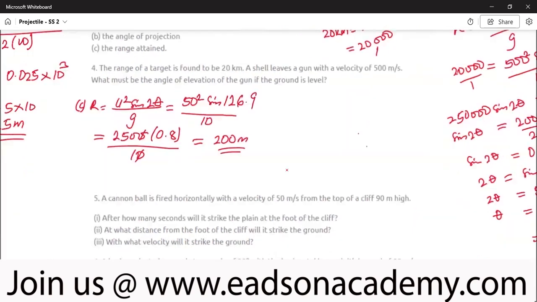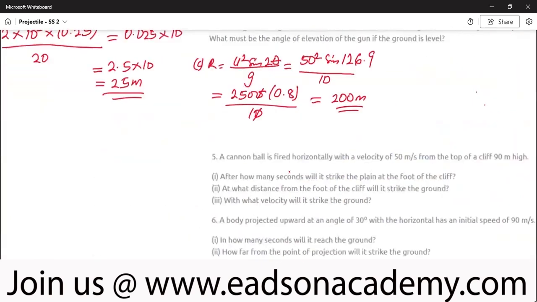A cannon is fired horizontally with a velocity of 50 meters per second from the top of a cliff 90 meters high. After how many seconds will it strike the plane at the foot of the cliff? At what distance from the foot of the cliff will it strike the ground? With what velocity will it strike the ground?